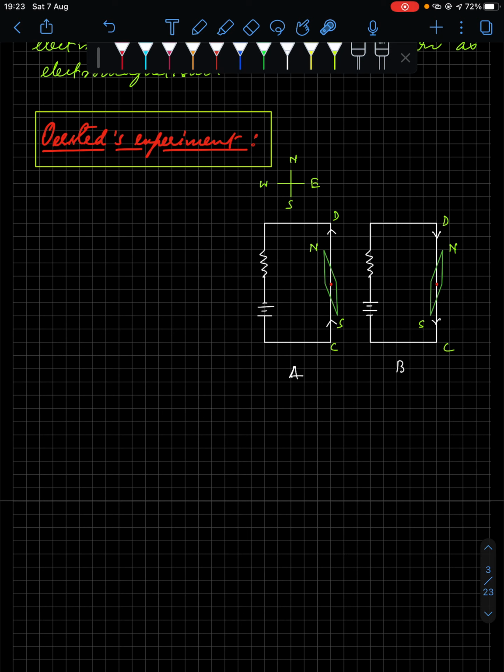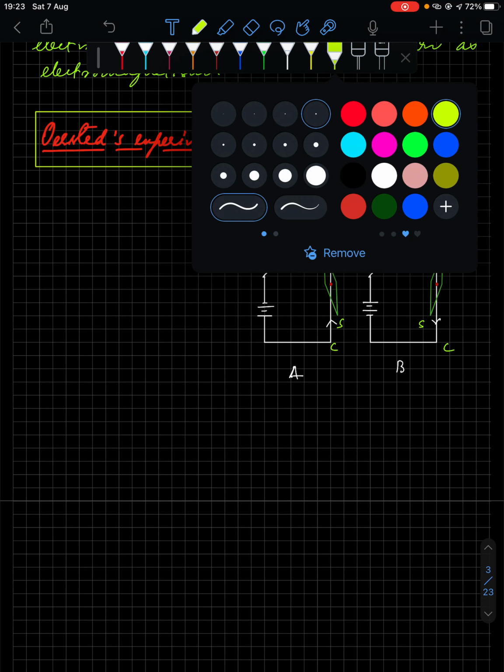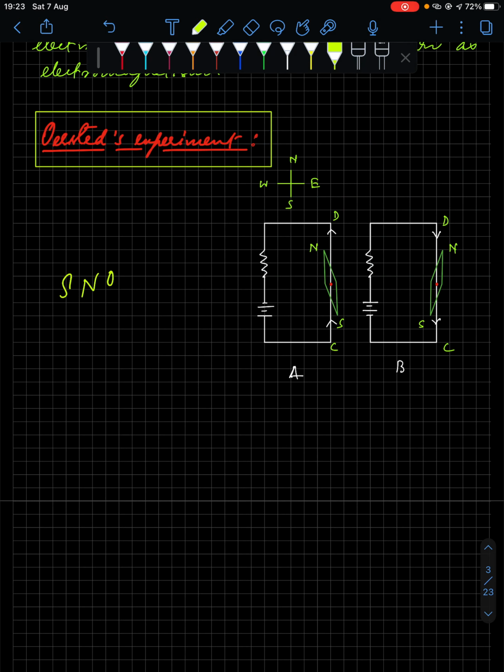So this is an evidence that when current passes through a conductor, it creates a magnetic field, because you know that a magnetic compass can only be deflected by another magnetic field. So a magnetic field is created and therefore the magnetic compass deflects.